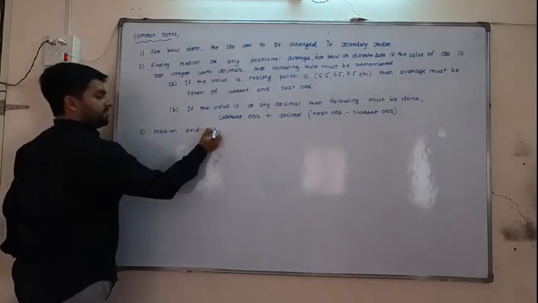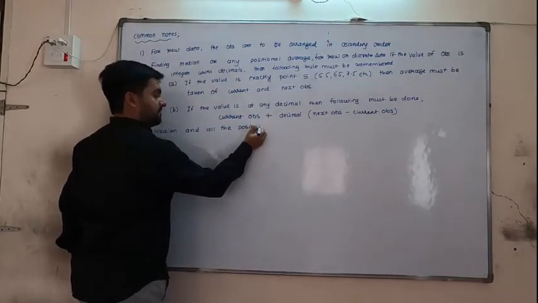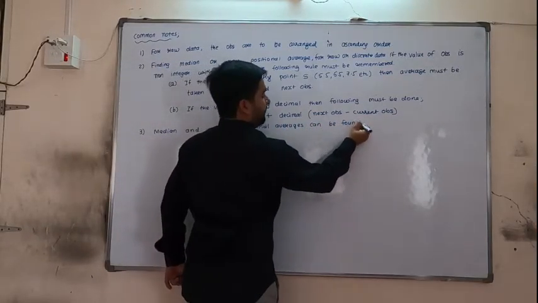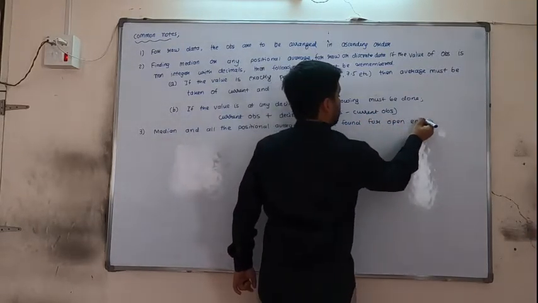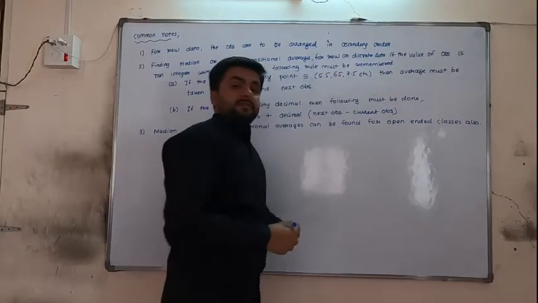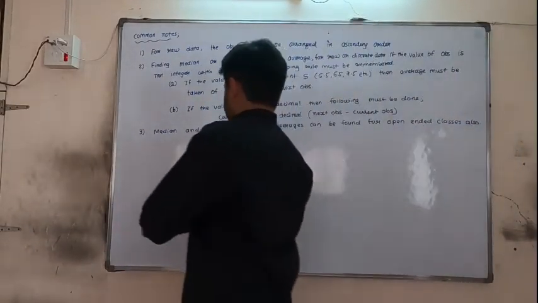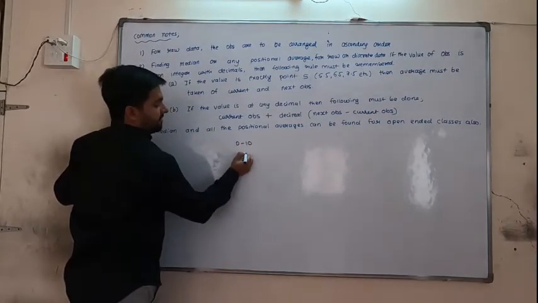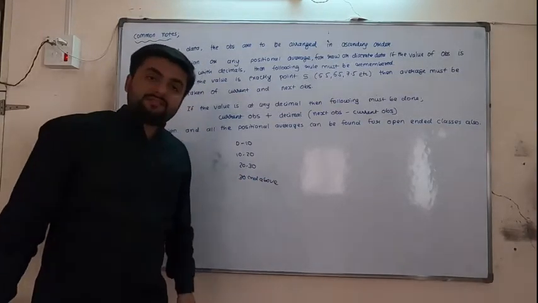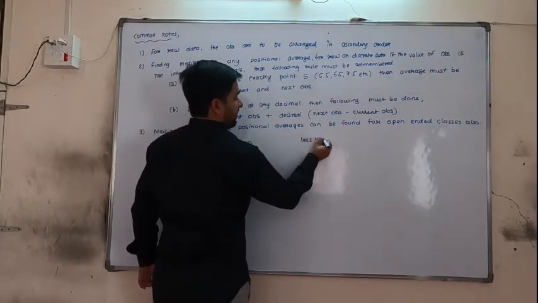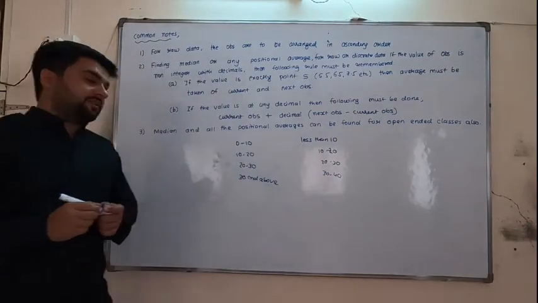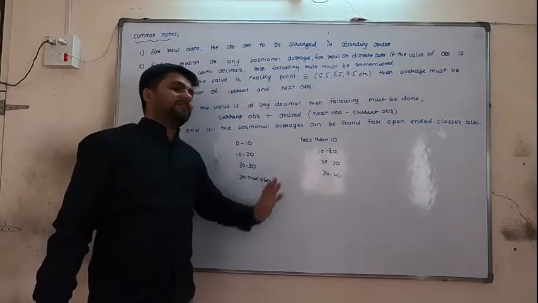Median and all the positional averages can be found for open-ended classes also. Suppose the question has classes 0 to 10, 10 to 20, 20 to 30, 30 and above. So the last class is an open class. Then another example: less than 10, 10 to 20, 20 to 30, 30 to 40. Here the first class is open. Here the upper boundary of the last class is not known, and the lower boundary of the first class is not known.